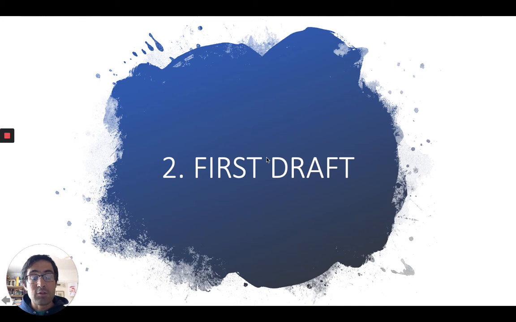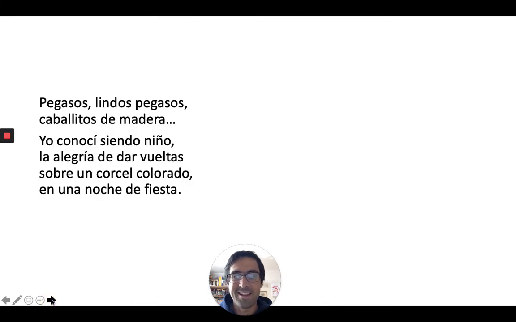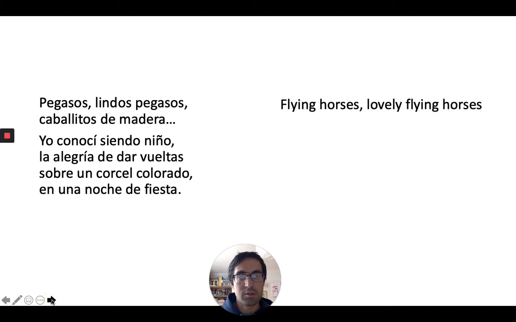Right, so I'm going to literally translate the first stanza line by line. I'm not going to look up all the words now to make it quicker, okay? But you should make sure that you know what all the words mean. Don't try and guess, okay? Right, so we've got the title already. Flying horses, lovely flying horses. Okay, so we can use that for the first line as well.